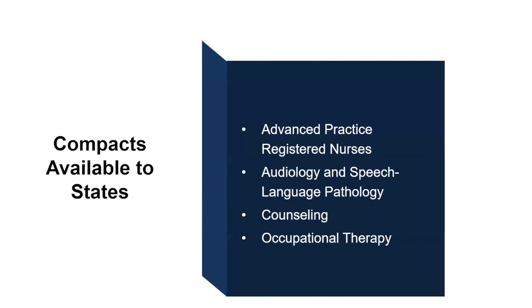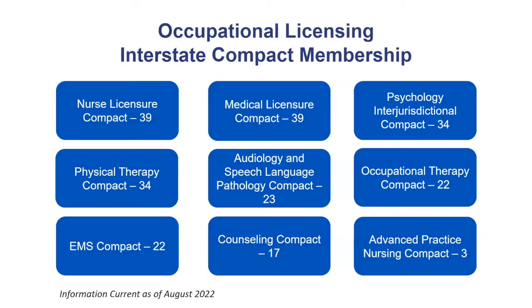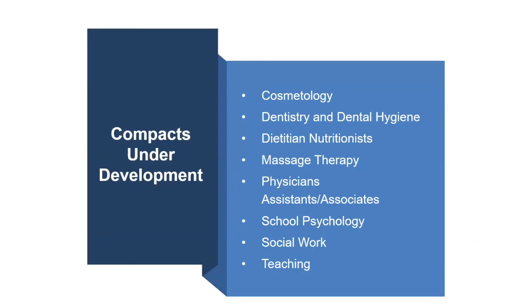Next, these are compacts which are available for states to enact and are in the process of setting up their data system and beginning to move towards granting licenses, but they are not granting licenses quite yet. So this would include the compact for APRNs, a joint compact for audiologists and speech language pathologists, compact for counselors, this compact, and occupational therapists. Sorry, okay, skipped over one there.